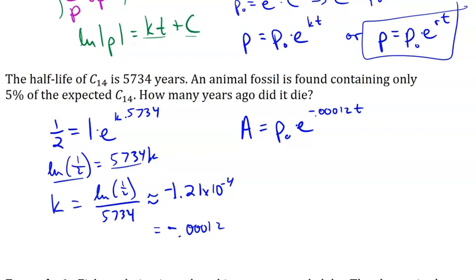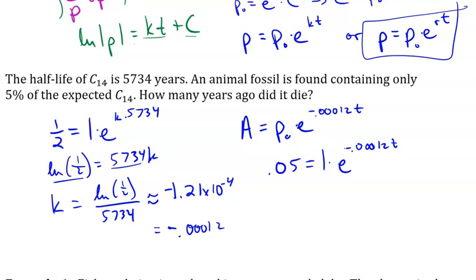Our question is, a fossil that has only 5% of the amount, how long ago did it die? So our initial amount we're going to say is 100%, which is just 1 as a decimal, and 5% is the current amount of carbon-14. So I'm going to put that in for A. So I've got 0.05, that's the 5%, is equal to 1 times e to the negative 0.00012 t. Again, I'm not actually typing that, I'm just using that.